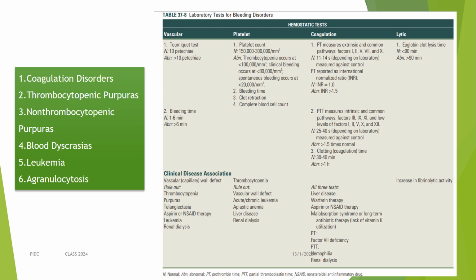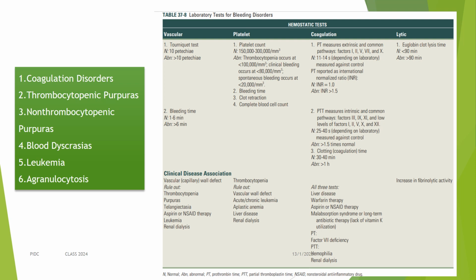So now there are certain laboratory tests available for the bleeding disorders. So this is to be known by you because every time there would be a patient having some or the other bleeding disorder. So you'll have to know the normal hemostatic test results. So to start with the vascular test, we can do the tourniquet test. If there are 10 petechiae, it's fine, but more than 10 petechiae is considered to be abnormal.